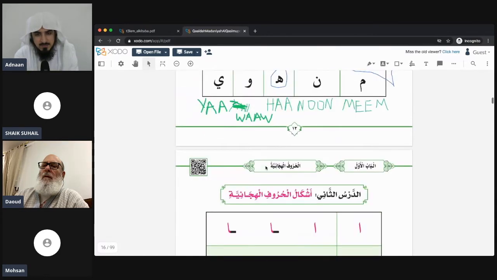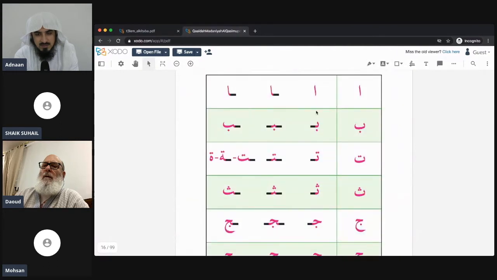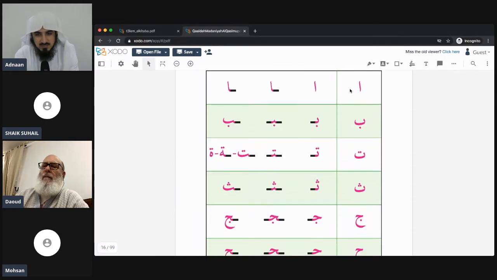Okay, this one we had written over it. Anyway, we'll read from here. Everybody can read one page, inshallah. So we start off with Brother Suhail. Read this page, all four letters.